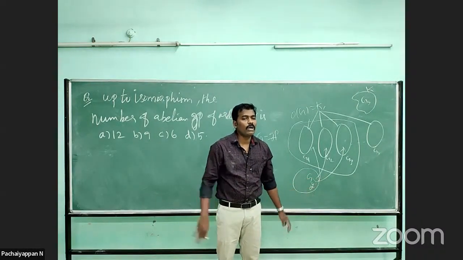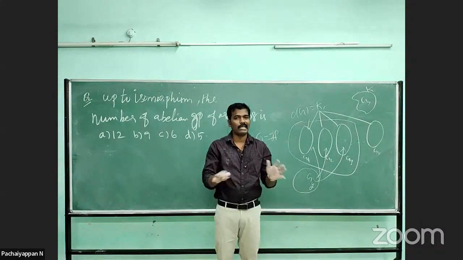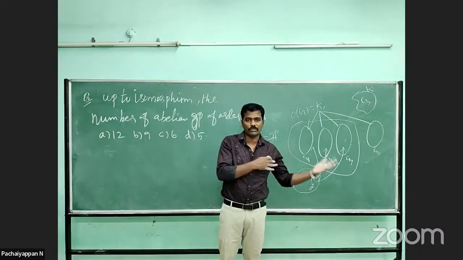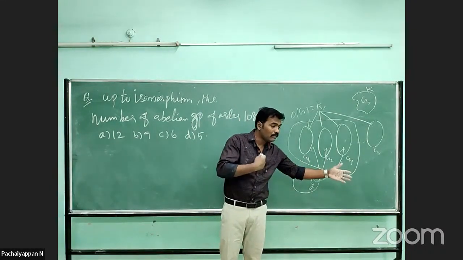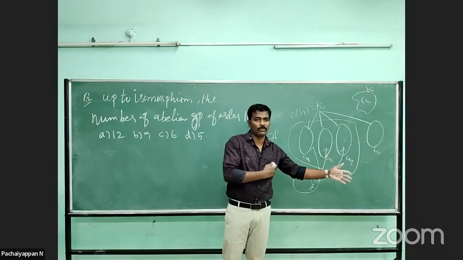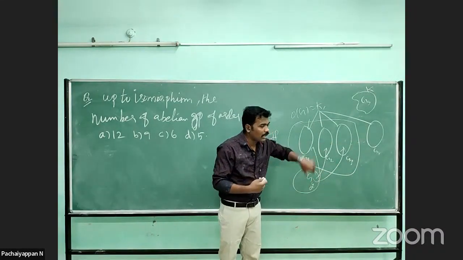So we don't want to count all those people. We are studying only the non-isomorphic ones. But here 5 people are there, no? Each of them is non-isomorphic. Me and this person are non-isomorphic, and each of them are non-isomorphic.